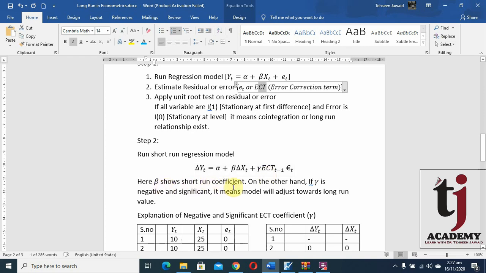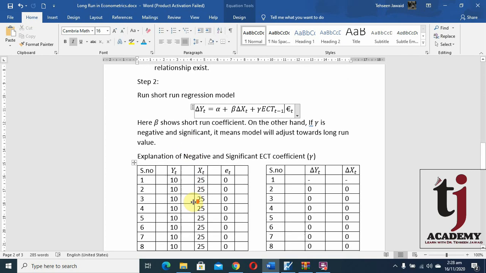Here beta shows the short run coefficient, as we have discussed above, and on the other hand, gamma. What does gamma show? If the value of gamma is negative and significant, it means the model will adjust towards the long run value or long run equilibrium. What does this negative sign show? If gamma is negative and significant, the model will adjust towards equilibrium. How does it happen? Now we are going to discuss this.